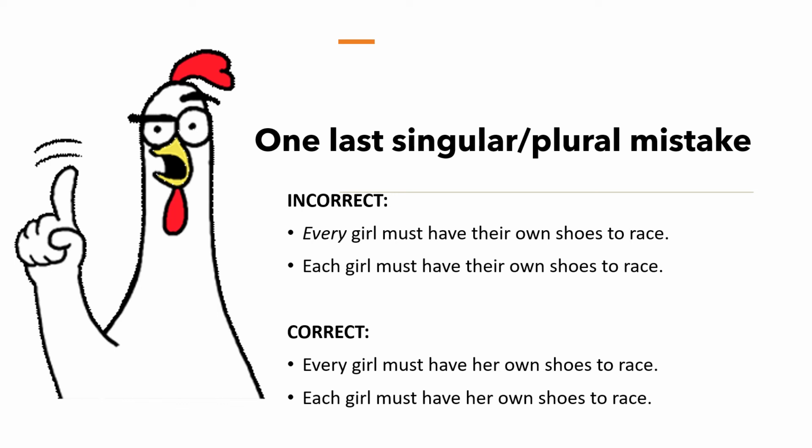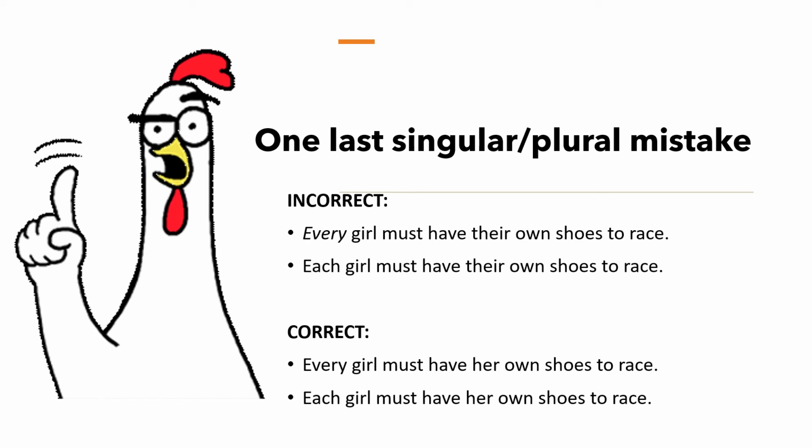Notice we're going to start out the same. Every girl must have, right? We still have the same words. Every girl must have. What did we change? Every girl must have her own shoes to race. Each girl must have her own shoes to race. So what is the fixer, guys? The word her. Is it singular or plural?